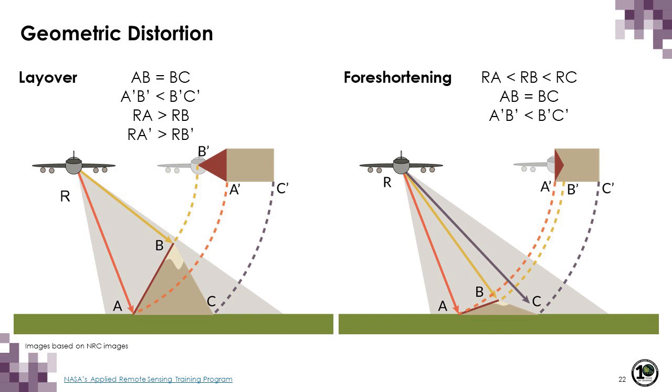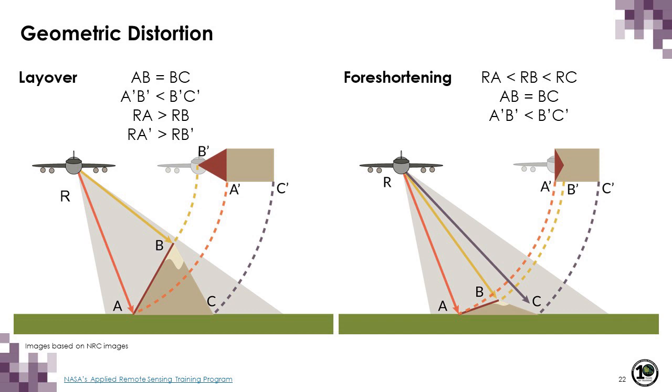Displacement is reversed, however, with targets being displaced towards instead of away from the sensor. Radar foreshortening and layover are two consequences which result from the relief displacement. So layover occurs when the radar beam reaches the top of a tall feature before it reaches the base. As a result, the top of the feature is displaced towards the radar from its true position on the ground, and then it lays over the base of the feature.